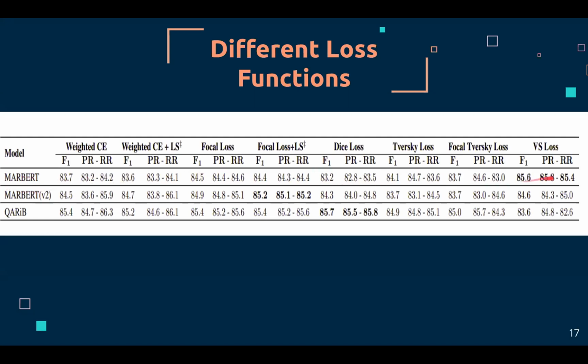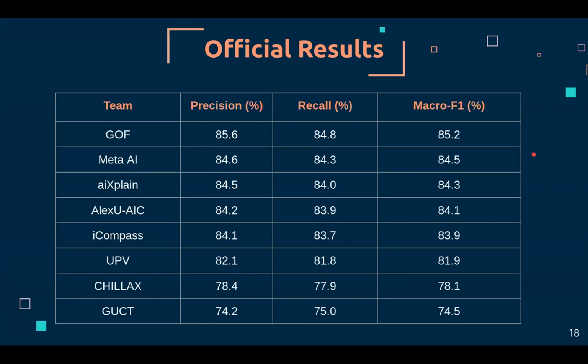For MultiTask, the best loss function was VS loss, achieving 85.6. For MultiTask version 2, the best model was 85.2. For the third model, it was dice loss, achieving 85.7. Then we ensembled these models with the best loss function for each.